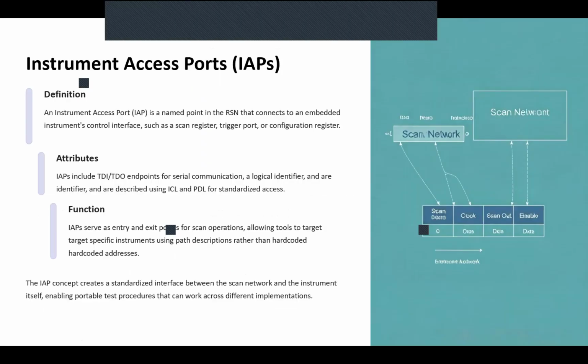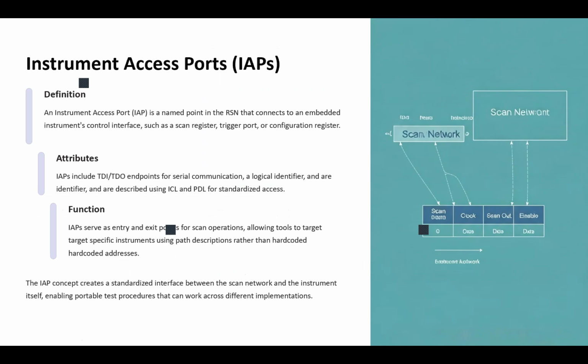Now we have the instrument access ports, which is basically a named point in the RSN that connects to an embedded instrument, okay, like a scan register or trigger port or configuration register. So it's like a gateway or terminal in the RSN that connects directly to a specific control point. Inside the chip, instruments like temperature sensors, PLLs, all those modules need an interface to interact with the test tool. So that IAP is that well-defined interface, okay, where the scan path enters or exits the instrument.